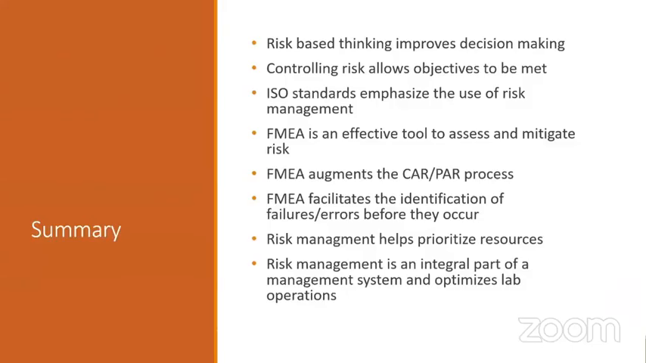So let's summarize what we have hopefully learned today. Risk-based thinking improves decision-making. That hopefully is the key takeaway. Again, risk-based thinking makes us think about a lack of information or a lack of knowledge. And when making a decision, when we actively think about that which we might not know, I think it helps to inform and make a better decision. Controlling risk allows objectives to be met. This is at the core of risk management. As we showed with our example of converting evidence into information, our objective is to provide quote-unquote unimpeachable results or unimpeachable evidence. Well, risk management helps us get there.